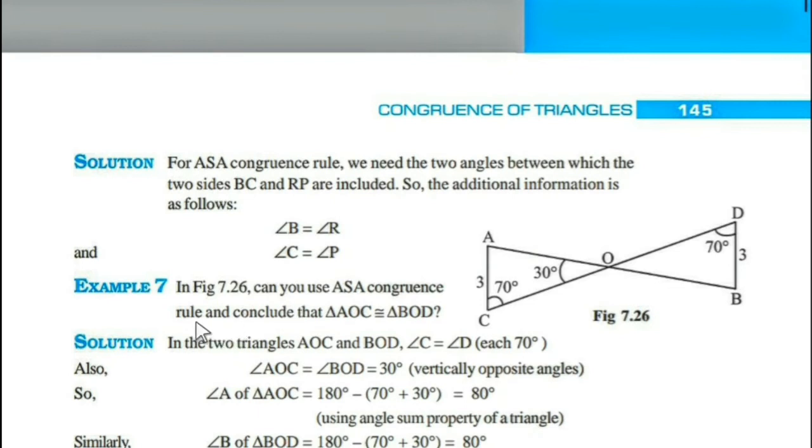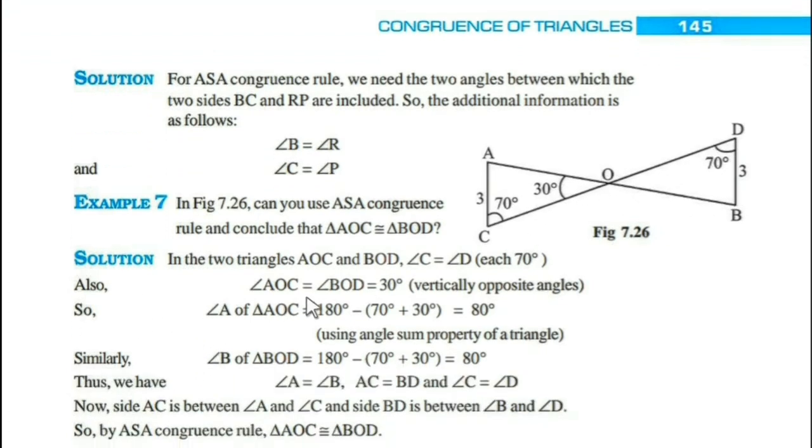Now example 7. In the figure, can you use the ASA congruence rule and conclude that triangle AOC is congruent to triangle BOD? Okay, triangle AOC congruent to triangle BOD. Now in the two triangles AOC and BOD, angle C equal to angle D. See, angle C is equal to angle D. What is the measurement? 70 degrees.